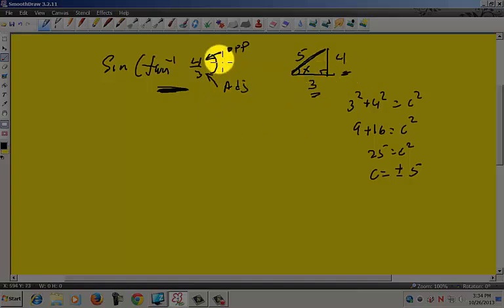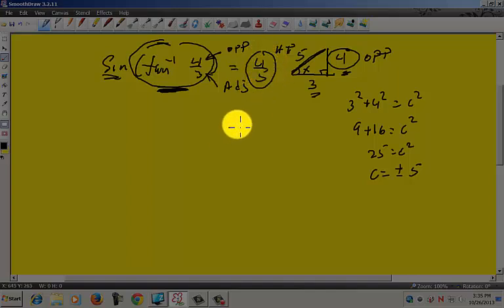Once you do that, because it's not part of the unit circle, whenever it's not part of the unit circle, you have to create a right triangle to work this out. Then all you're doing is reading off what the sine is. Well, sine is opposite over hypotenuse. So that means this turns into 4/5. And that's your final answer. Alright, so that's it.